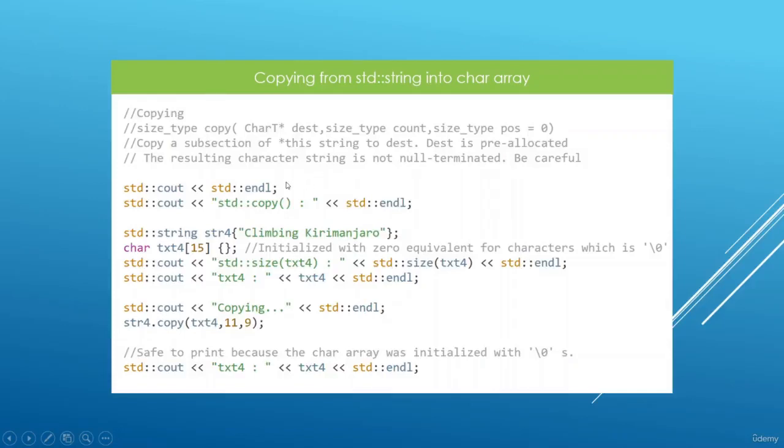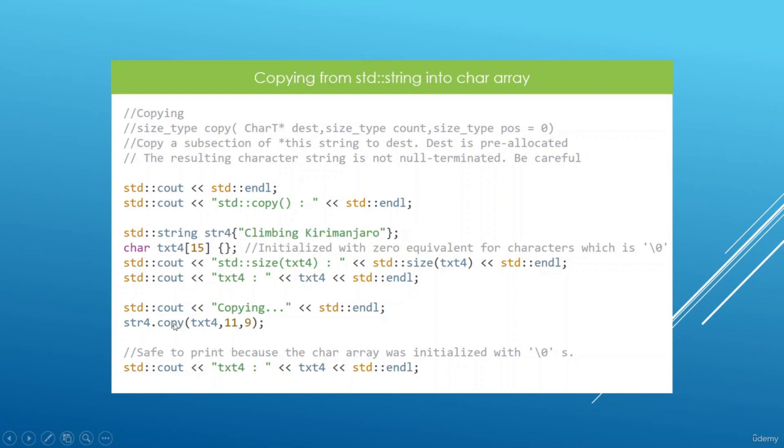We can also copy from an std::string and paste into a character array. So what can we do here? Here we have a string called str4, and we set up a character array called txt4. We're going to print them out and the size information to see what is in there. But the meat of this slide is here on str4, where we say we want to copy from this particular string we are calling copy on, and we want to paste into txt4.